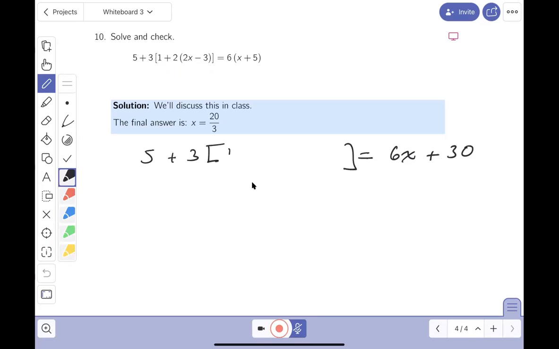Inside the grouping symbol, I see something. What do I see? Another grouping symbol. So it's actually 2 times 2x and then 2 times minus 3. Let's write that down for you. 2 times 2x is 4x. 2 times minus 3 is minus 6.